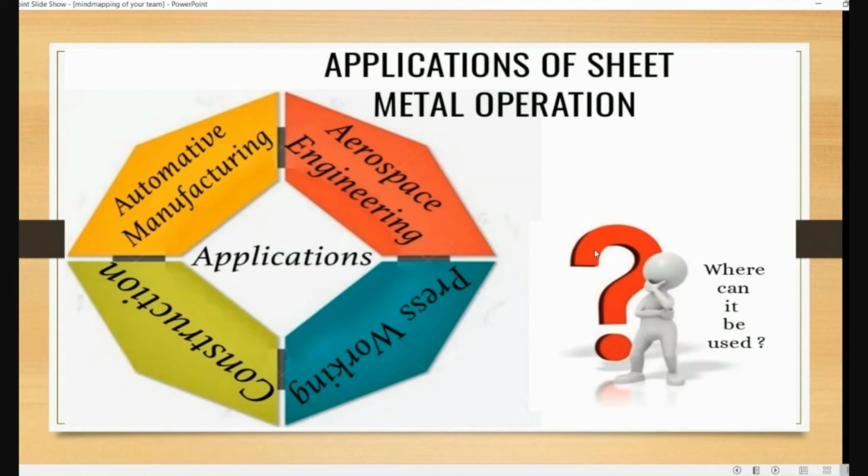Now, last but not the least, press working. Sheet metal forming is a metal working process that changes the shape of metal using various techniques such as squeezing, stamping, or bending. Applications of this type are used broadly in the industry to fabricate and assemble parts and products.